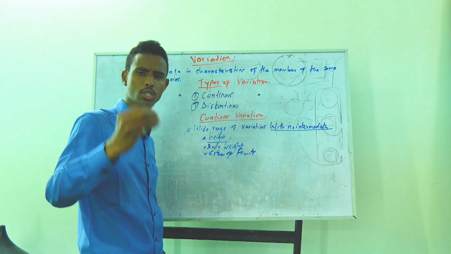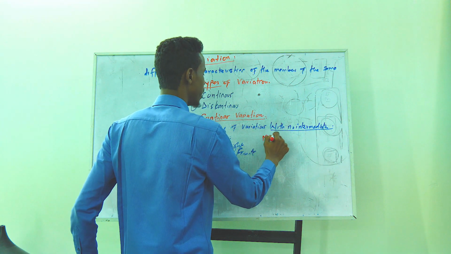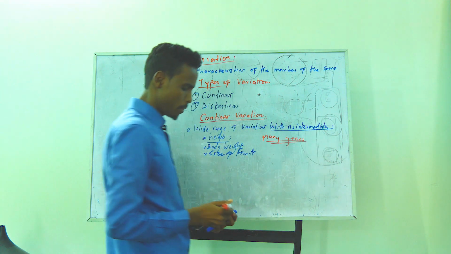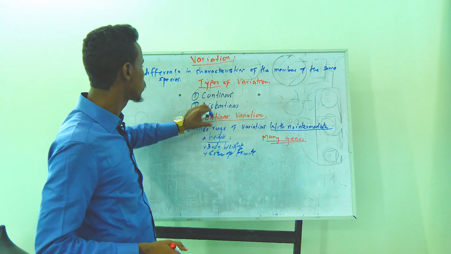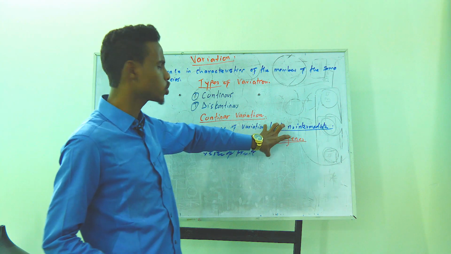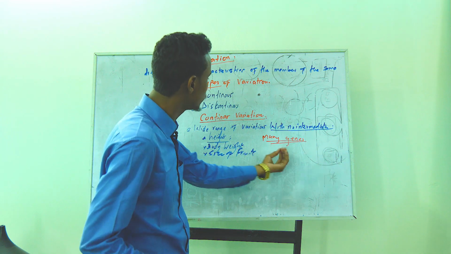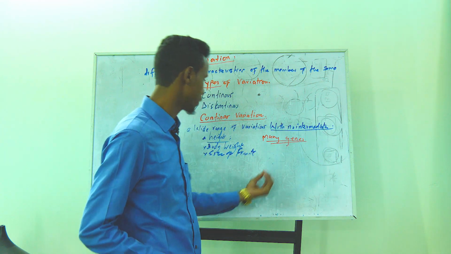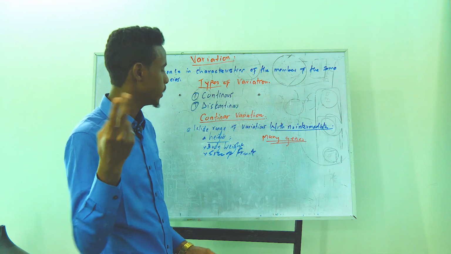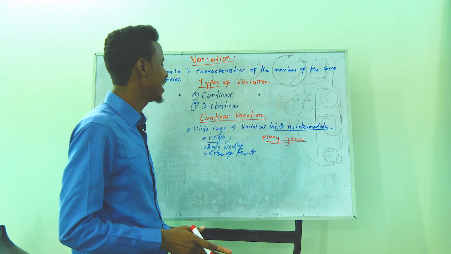Very good. Now, another important thing we need to know is what causes continuous variation. We say continuous variation is caused by many genes. Multiple genes cause continuous variation. Again, the external expression of these genes is influenced by environmental factors. For instance, let's take the case of identical twins. Identical twins have a similar genotype.